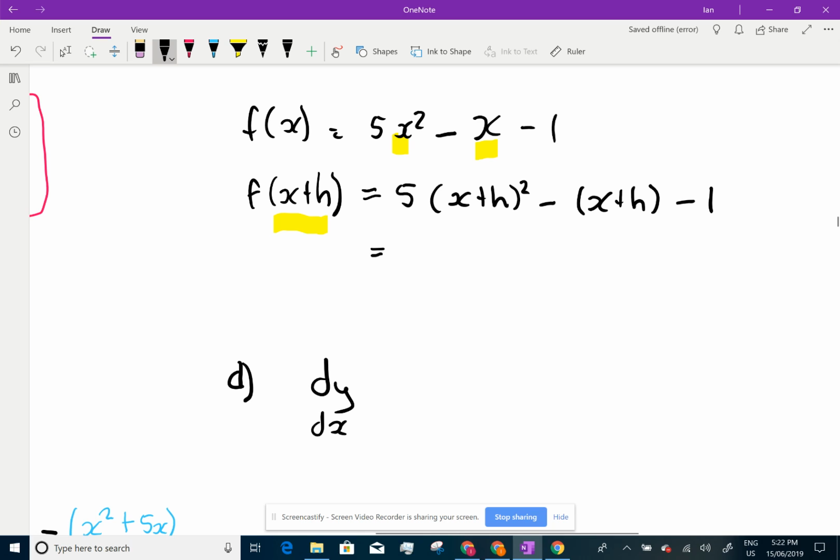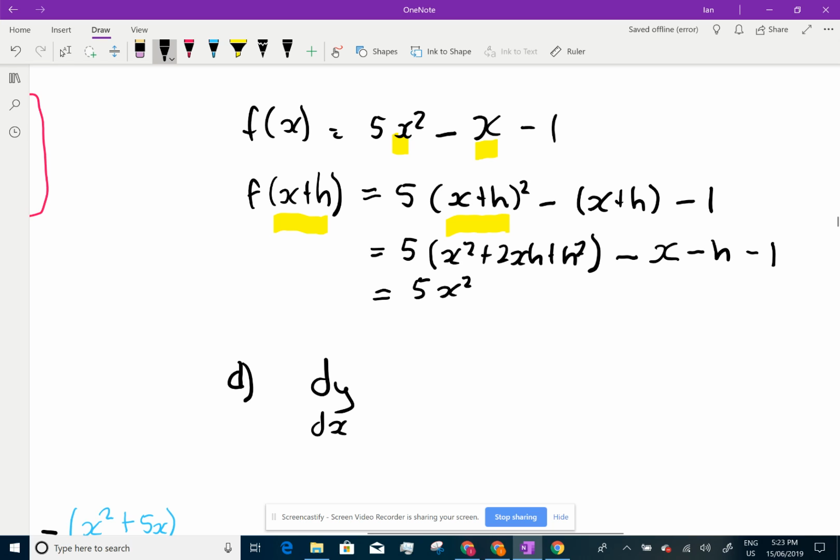We'll expand that. First I'll leave the 5. I'm going to do this squared bit here. So I'm just going to go, okay, well that's x squared plus 2xh plus h squared, which is why we did all that algebra in chapter 1. You've got to be very good at doing that. And then I'll just get rid of the parentheses here. So that's minus x minus h minus 1. Note how the h plus h became a minus h. Finally, we'll tidy it up.